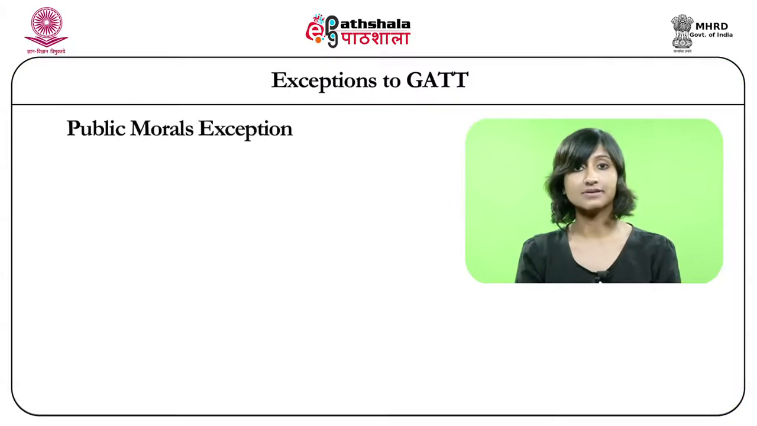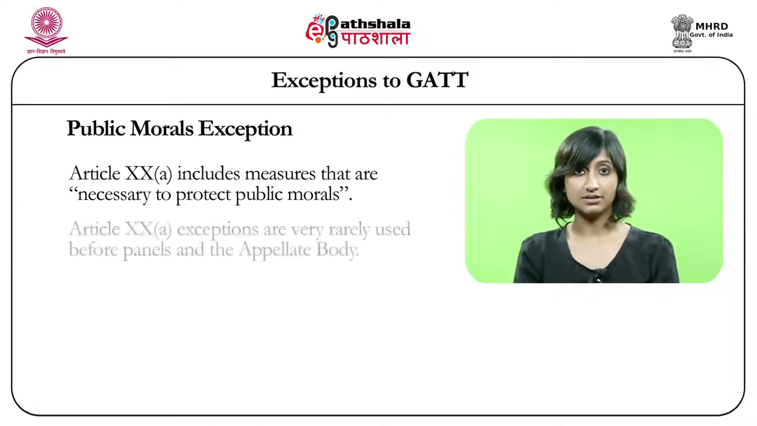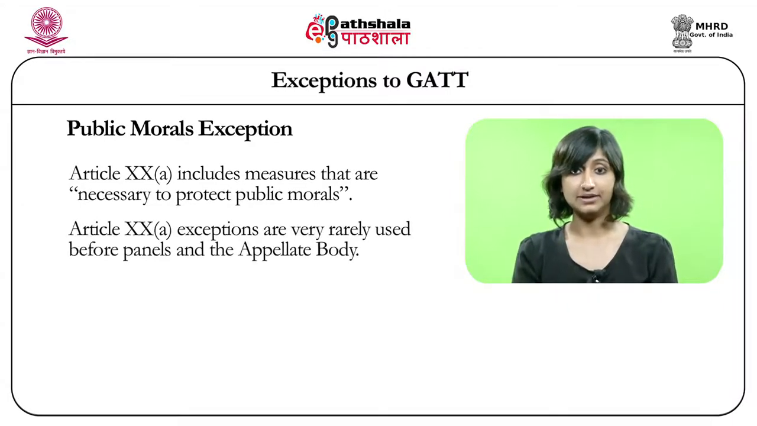First, we'll deal with Article 20A, which is more commonly known as the public morals exception. Article 20A includes measures that are necessary to protect public morals. Article 20A exceptions are very rarely used before panels and the appellate body.